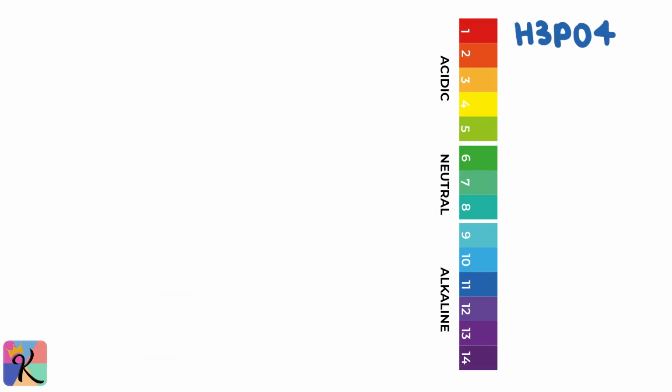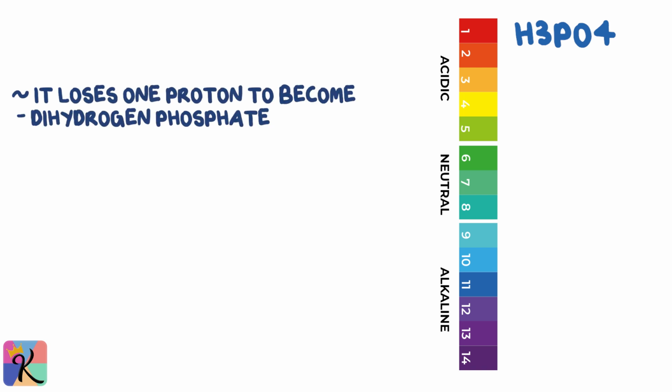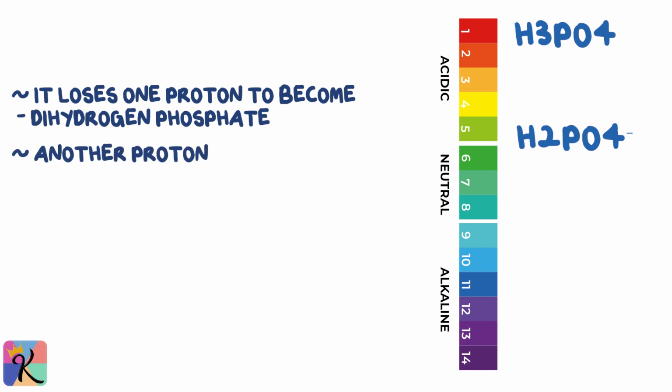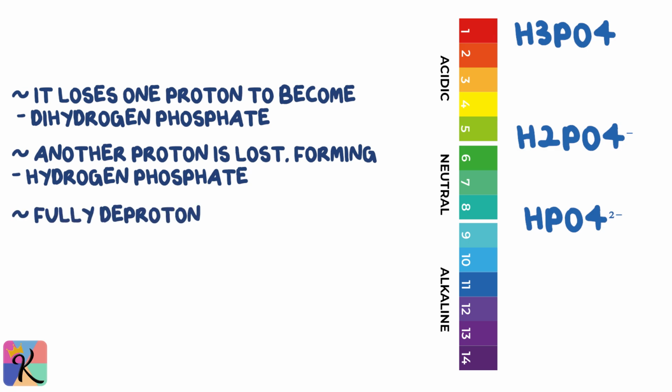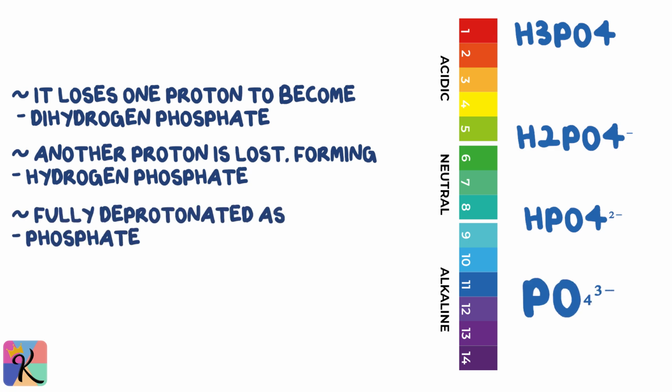As the pH becomes mildly acidic, it loses one proton to become dihydrogen phosphate, H2PO4, with a minus charge. As the environment turns more basic, another proton is lost, forming hydrogen phosphate, HPO4, with a 2- charge. And in strongly basic solutions, it becomes fully deprotonated as phosphate, PO4, with a 3- charge.